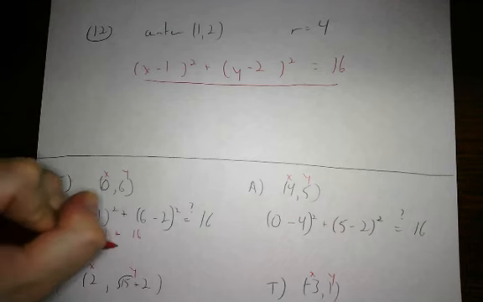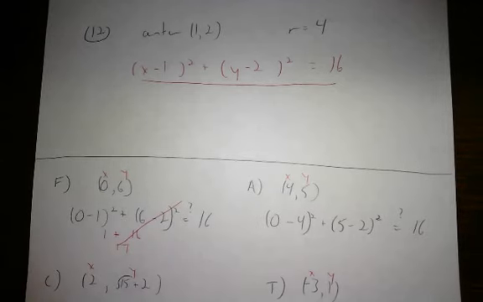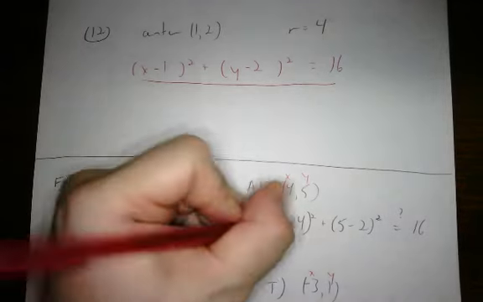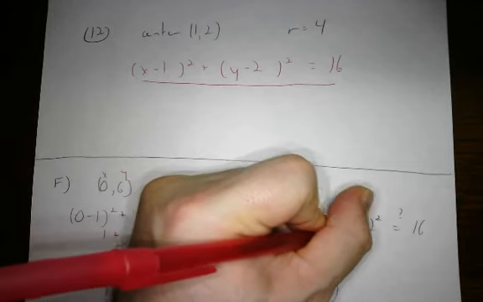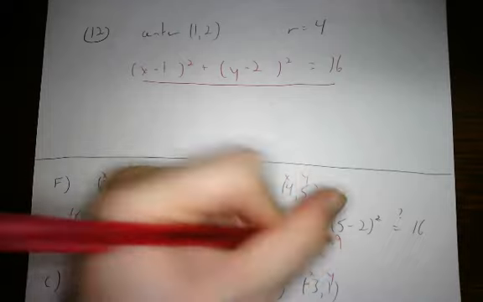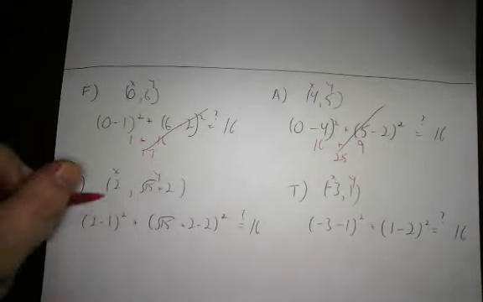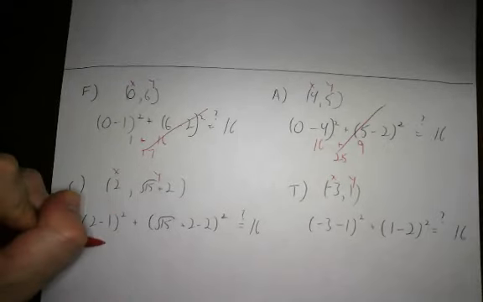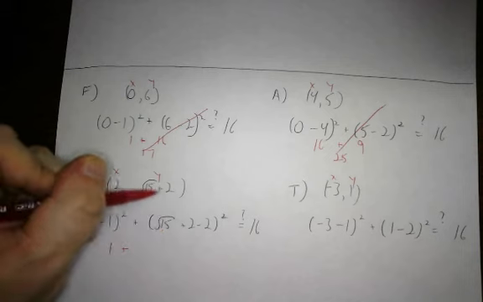Okay? So when I plugged it in, I plugged a 0 in for x and a 6 in for y. Here you'd get -1 squared, which is 1, plus 4 squared, which is 16, you end up with 17. 17 does not equal 16, so it wasn't letter F. Here you end up with -4 squared, which is 16, plus 5 minus 2 is 3. 3 squared is 9. You end up with 25. 25 does not equal 16. It wasn't choice A.